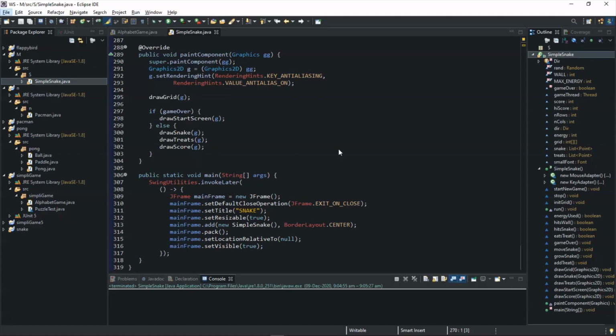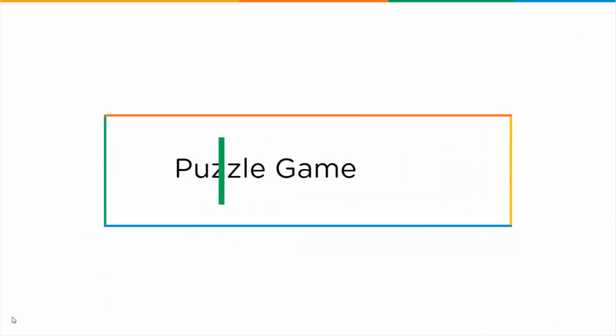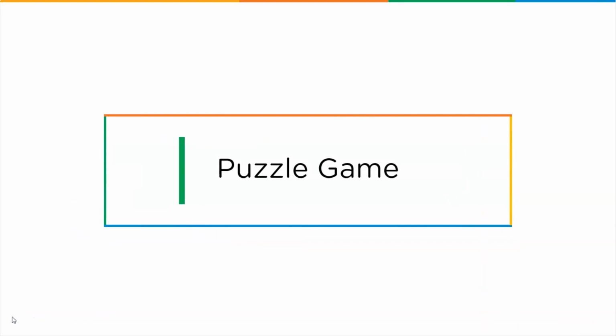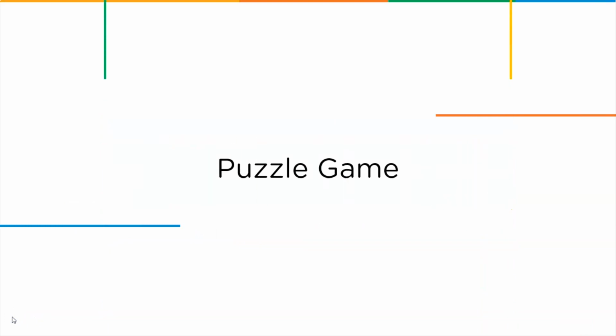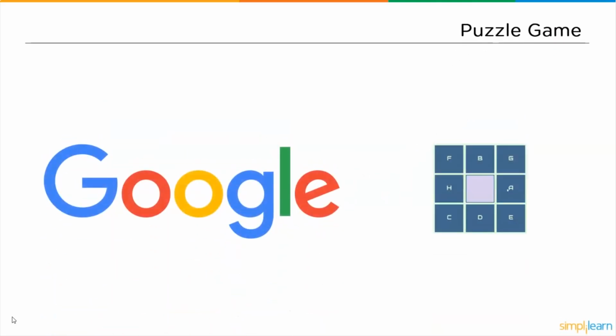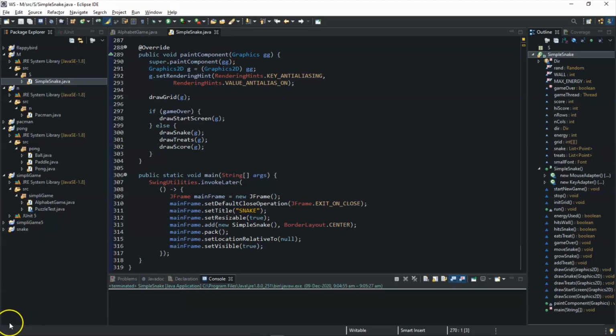Now we will move ahead with our next game. So the next game is the puzzle game. This particular game is asked in some of the popular MNC companies like Google. Now let's look into the code, which is really simple, and try to execute this on the Eclipse.